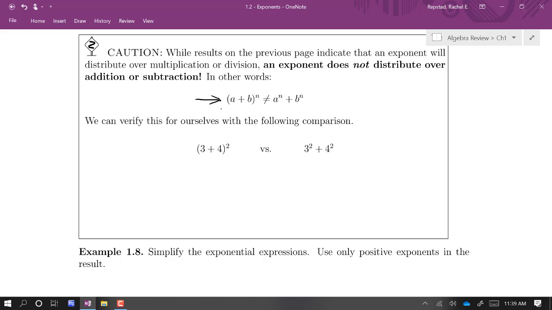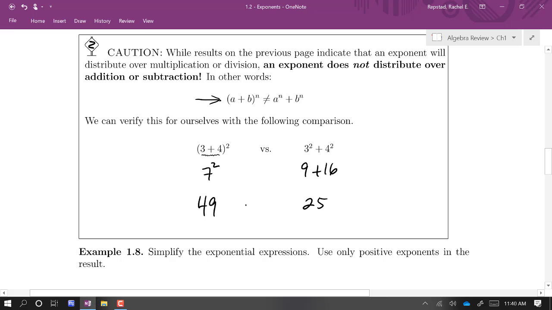The order of operations tells us that over here on the left side, I have to do the addition first because it's in parentheses. So 3 plus 4 is 7, so this is 7 squared, and that gives us 49. On the other hand, if I had the sum 3 squared plus 4 squared, order of operations says I'm going to apply those exponents because there are no parentheses. 3 squared is 9, 4 squared is 16, and 9 plus 16 is 25.